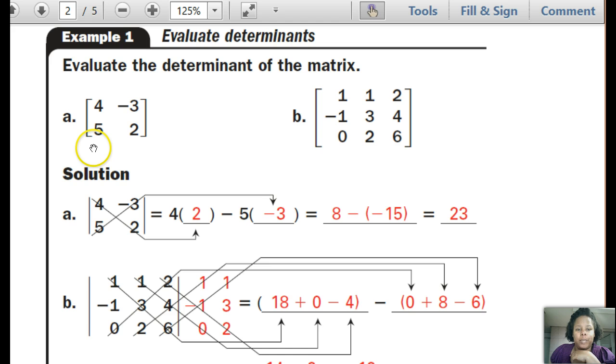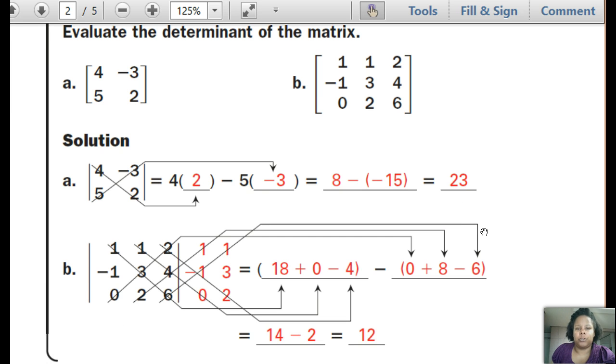So here we have a 2 by 2 matrix, and here we have a 3 by 3 matrix. Again, they have different processes to evaluate the determinant. For this one, we're going to multiply diagonally, 4 times 2, and then multiply diagonally, 5 times negative 3, and then we're going to subtract those products. So 8 minus a negative 15 is 23. So the determinant of this matrix is 23.